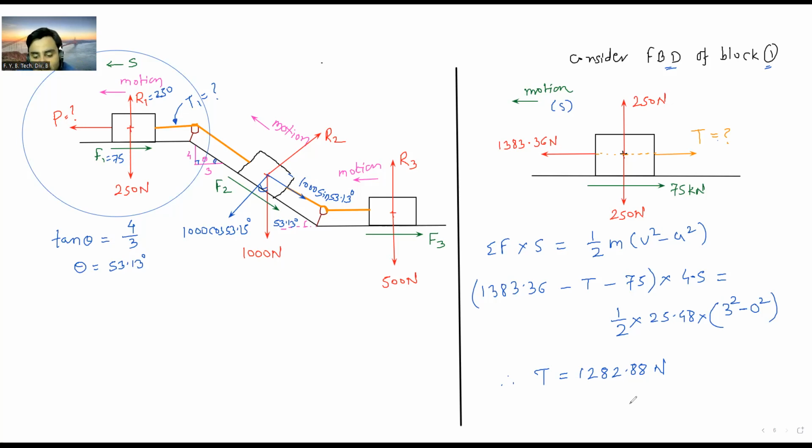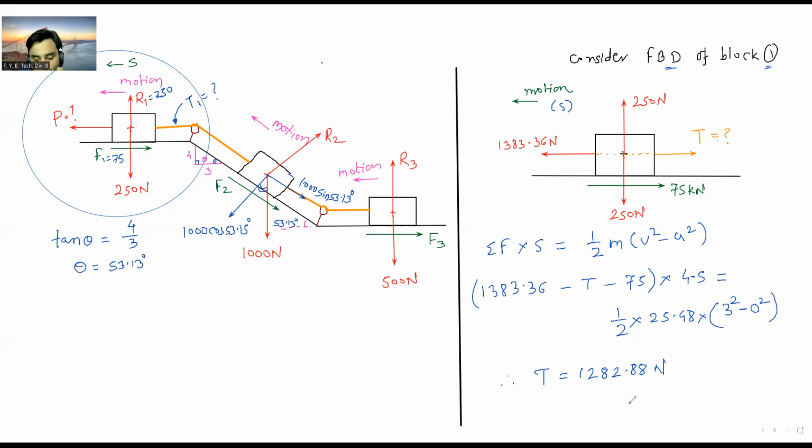Now only 2 bits are remaining, that is impulse momentum and then collision. These two are also very easy. See, in this work energy principle, what is our formula? Summation F into S. That is, work done is equal to change in kinetic energy. This is our work energy principle.